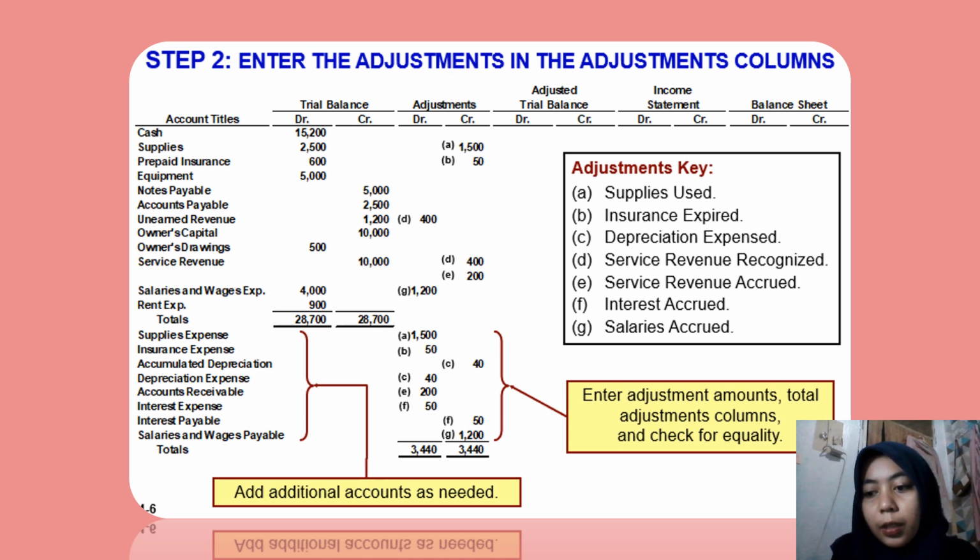You can put the adjustment columns from before and add the additional accounts which haven't existed before. And there are 7 things that must be adjusted. There is supplies used, insurance expired, depreciation expense, service revenue recognized, service revenue accrued, interest accrued, and salaries accrued. After that, you can calculate the trial balance with the adjustments in the next step.